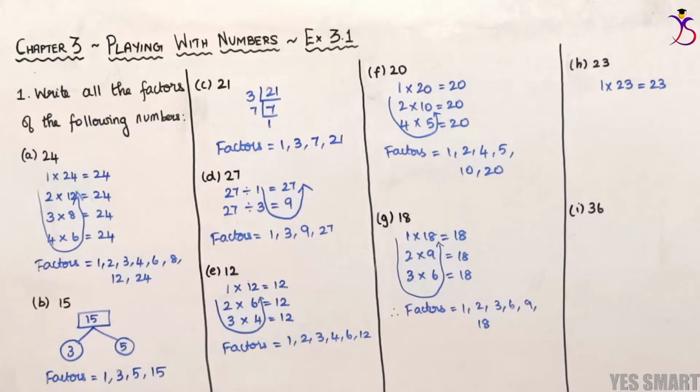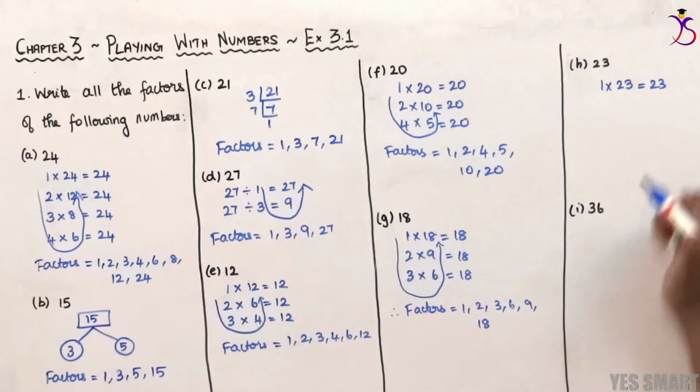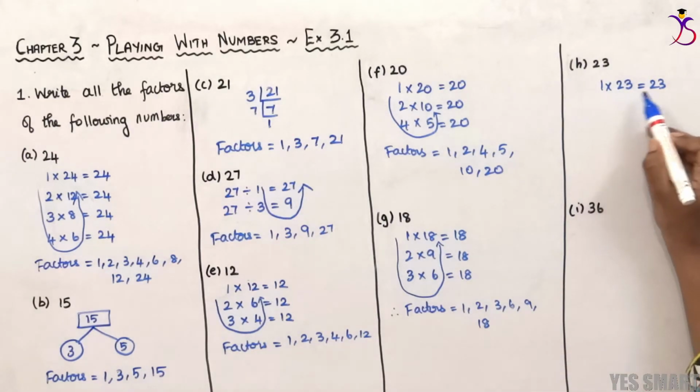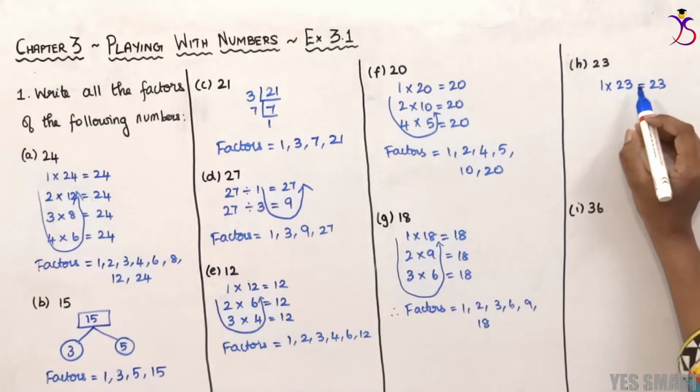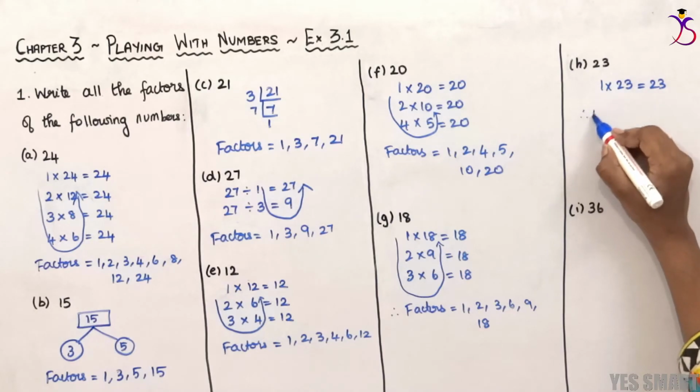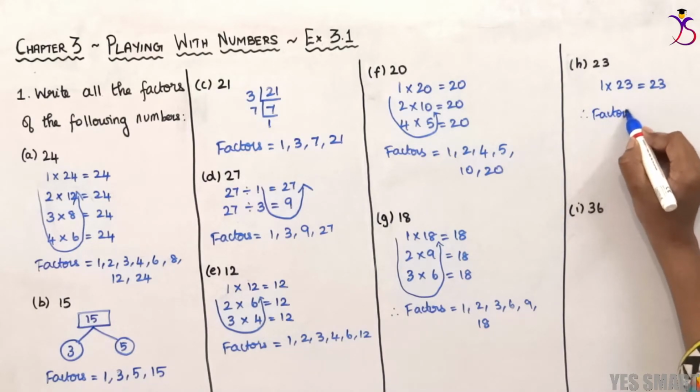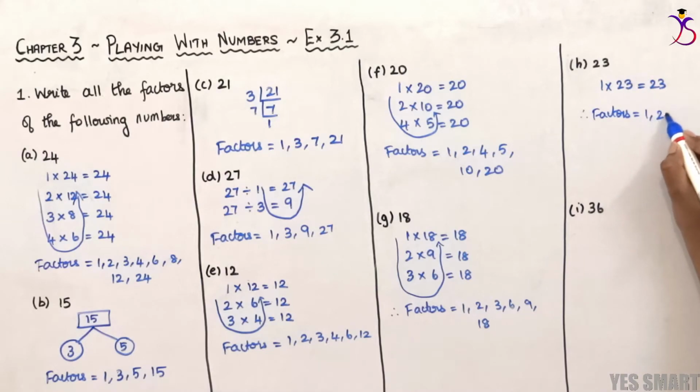After 1, this 23 is not divisible by 2, 3, 4, 5, 6 and it goes on till 22. It is not divisible by any of the numbers because it is a prime number. It is divisible by its own table. Therefore, factors equal to 1 and 23.